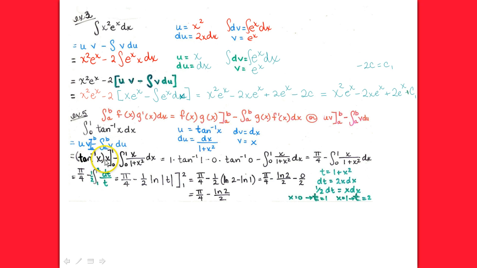If I plug in 1, I'm going to have 1 times the inverse tangent of 1, minus, plug in my 0, 0 times the inverse tangent of 0. Here's that same integral that we had a second ago. We're just bringing it along. We'll work on it in a second.